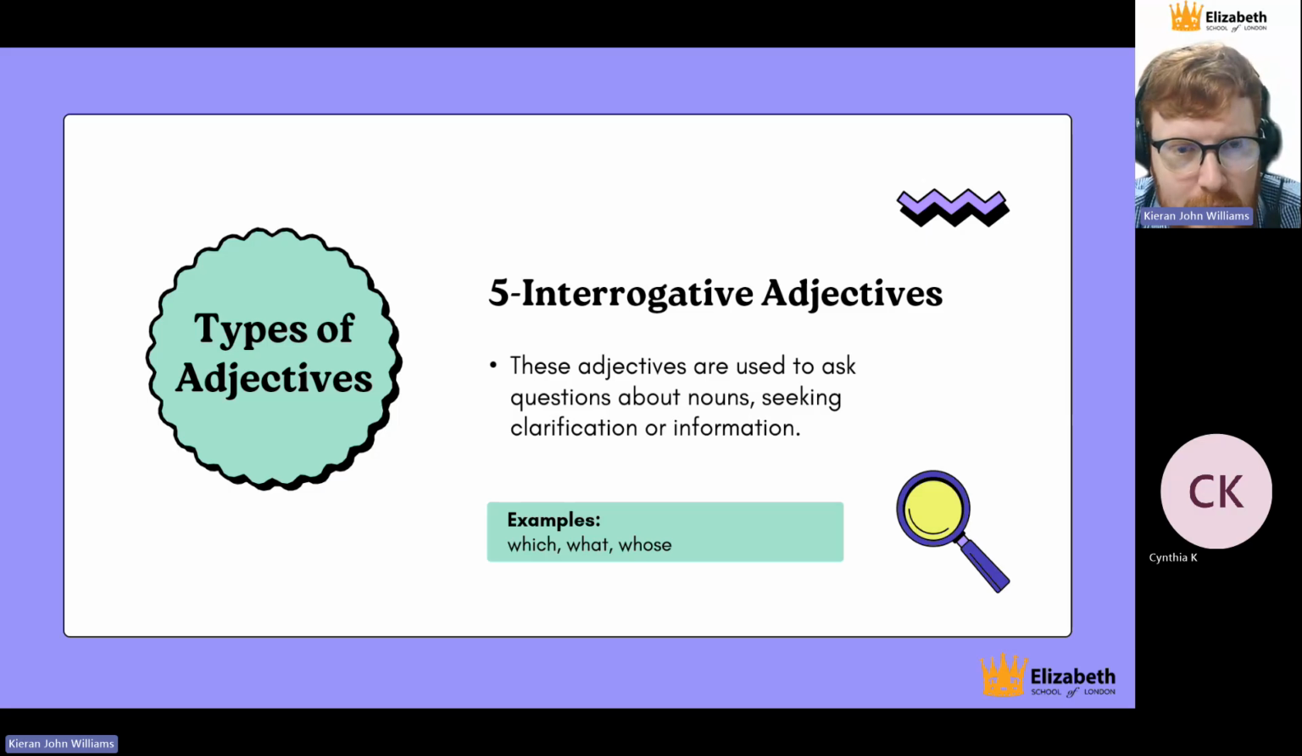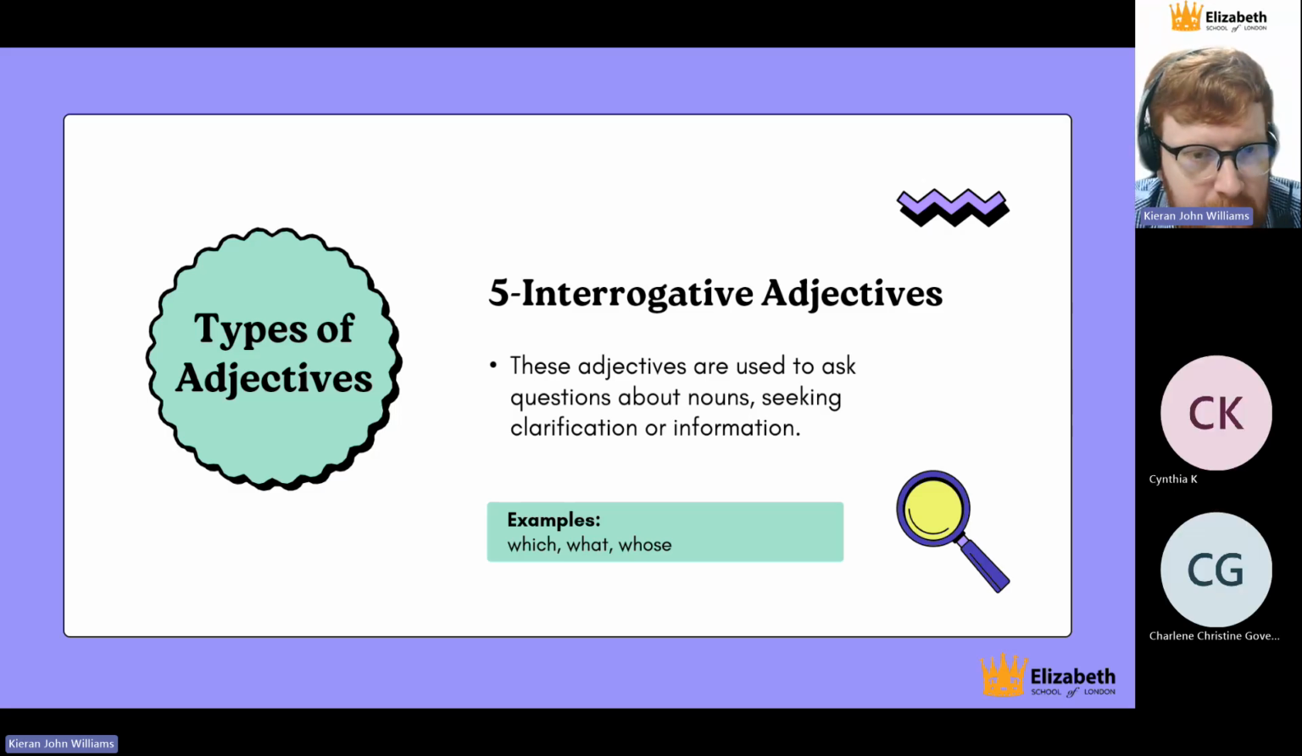So the fifth type of adjective we're going to have a look at now is interrogative adjectives. Interrogative adjectives are the ones which describe someone asking questions about nouns. So it could be which person, what time, whose bag is this. Those adjectives are really the kind of question words that we have here.